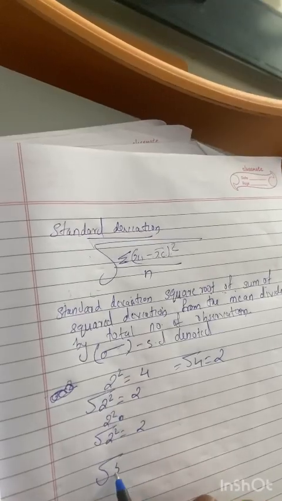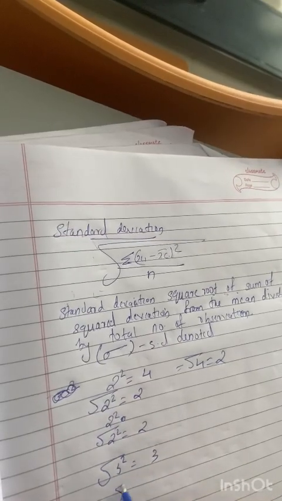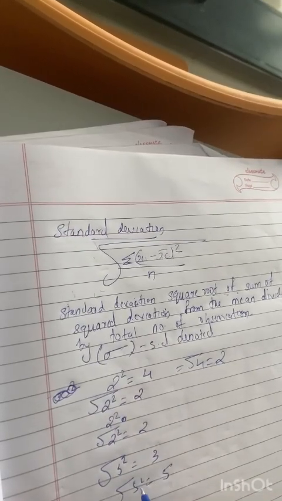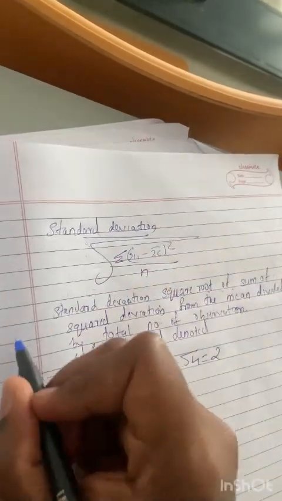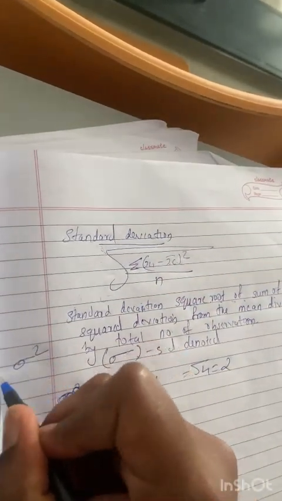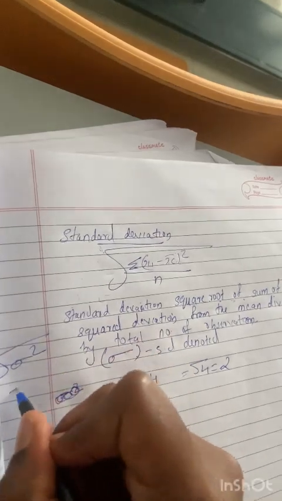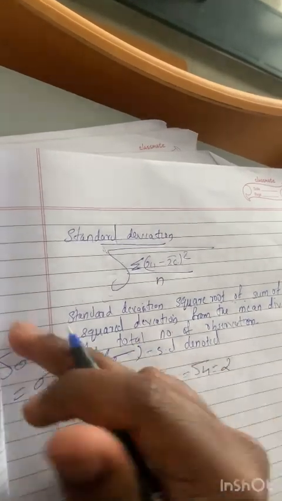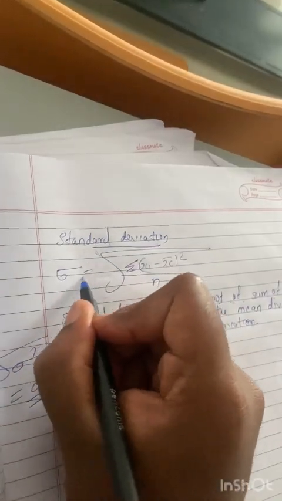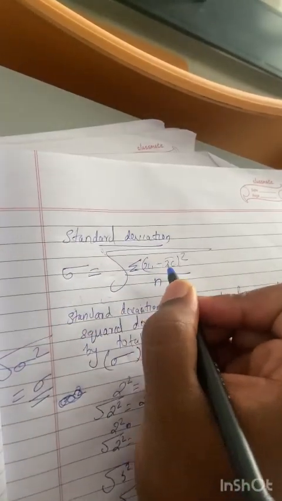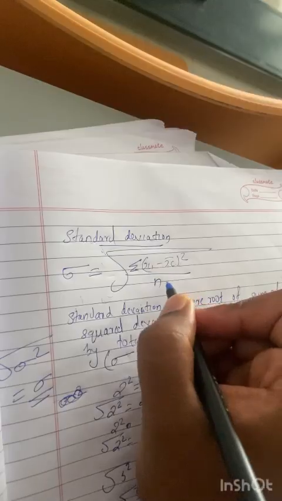So root of 3 square is nothing but what? 3. Root of 5 square is nothing but what? 5. Okay, so here I was having sigma square. I have taken the root of that, so nothing but it is sigma. If you are not understanding this, just study it is denoted as sigma. So sigma is equal to root of summation xi minus x bar all square divided by n. Okay, so we'll see how can we find the sigma.